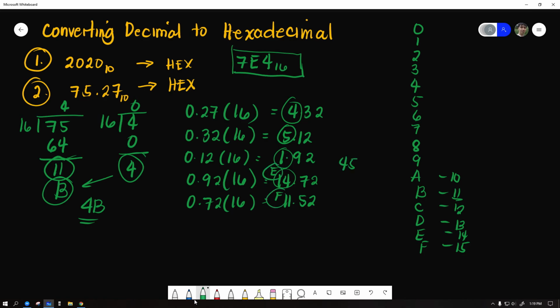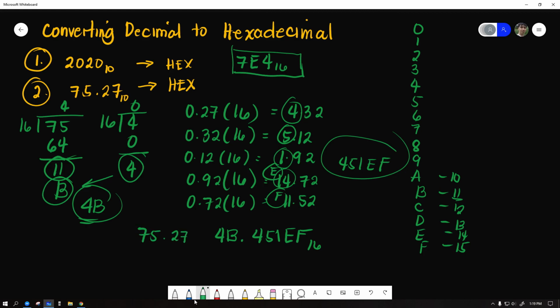So we got our answer as 451EB. So you combine what you get in the integer part and the fractional part. Your answer should be 4B point 451EB base 16. So that is the answer for 75.27 base 10. So that's it for your conversion of decimal to hexadecimal. See you in the next video.